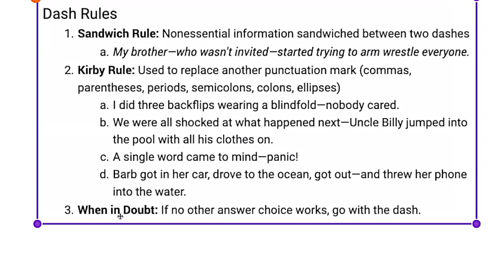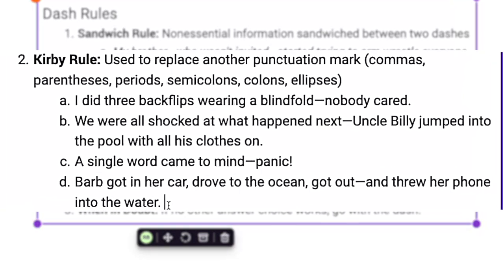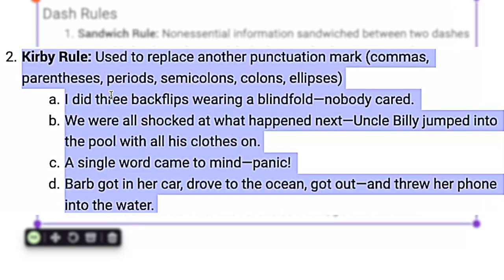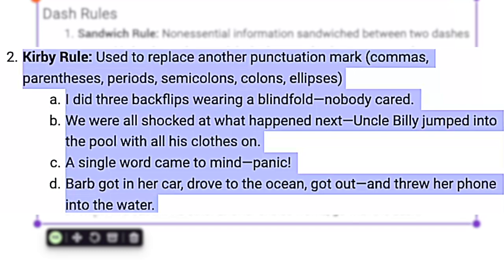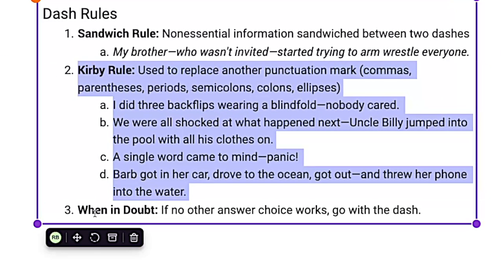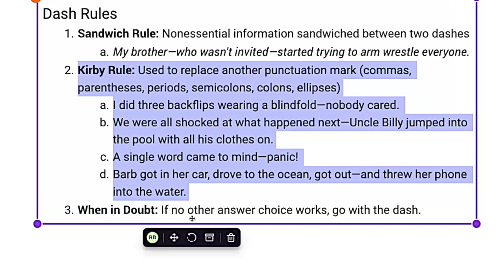And as far as when in doubt, I feel like we need to actually see some answer choices to exemplify this. So let's remember that when in doubt is sort of something we can lean back on. But the big rule we want to remember is the Kirby rule, because technically the sandwich rule is a Kirby rule. And technically the when in doubt rule should also be the Kirby rule. So this is really all we want to focus on as we work through some problems in the practice portion. I'll show you when in doubt can come in handy.